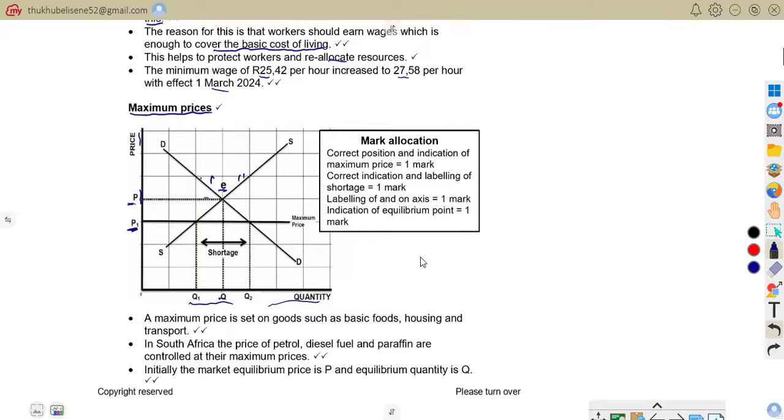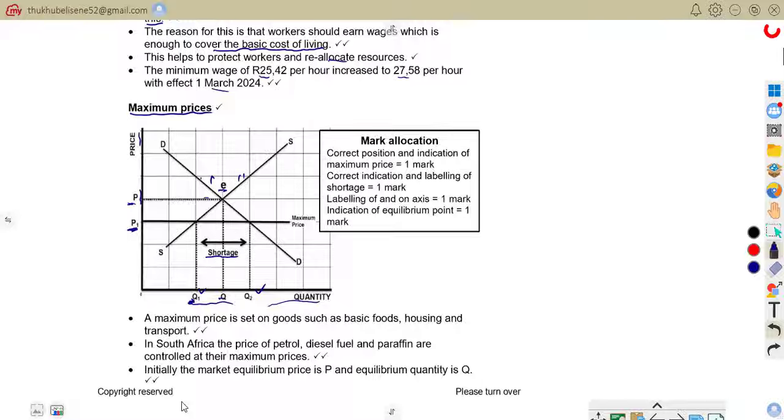Very important. At a lower price P1, consumers demand more. It means the quantity demanded is going to increase because they can afford it. Producers supply less, that is Q1. They are going to supply less because now the price is low. This is going to create what? A shortage of goods, shown by the gap between Q1 and what? Q2. Hope we are together, people.